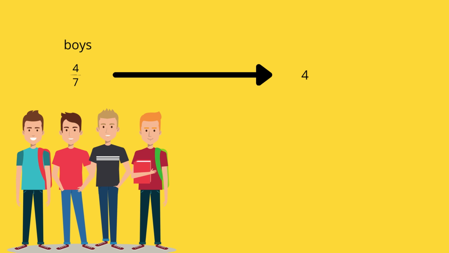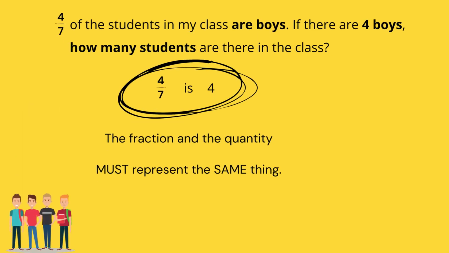And here in our example, we have the boys in the class from our previous example. 4/7, that's the fraction that represents the boys. 4 out of 7 students are boys. And here we have the numeral, the number 4, representing the boys. So the fraction and the quantity represent the same thing. So here's our problem. 4/7 of the students in my class are boys. If there are 4 boys, how many students are there in the class?